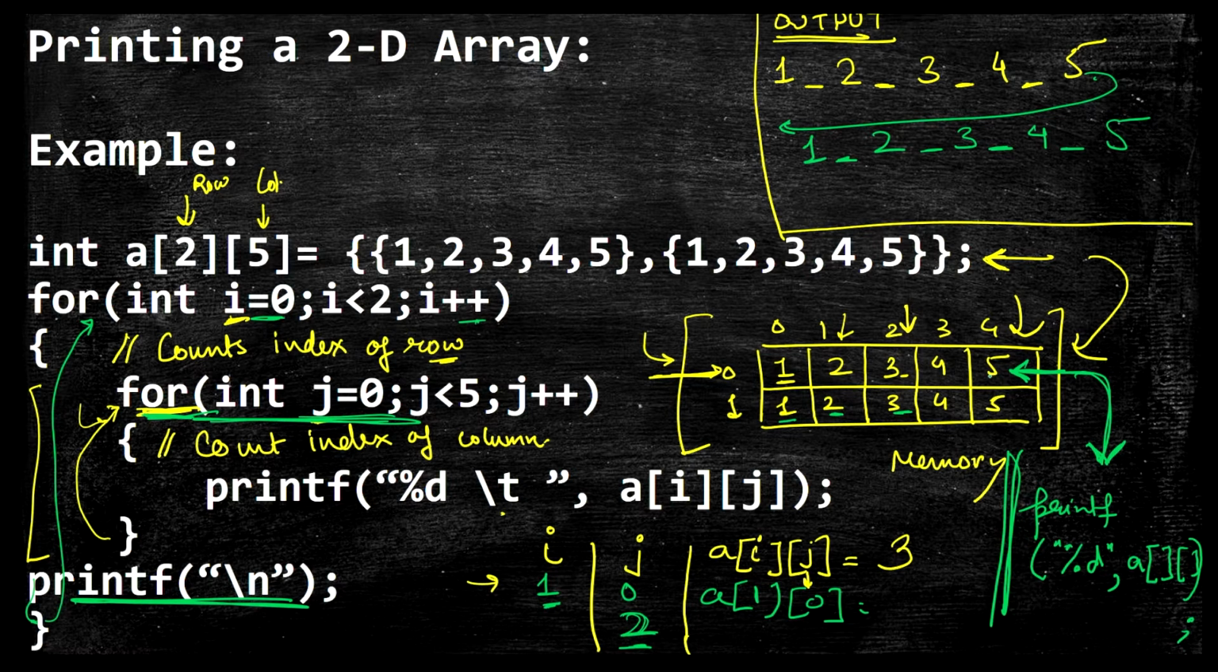The index of 5. What is the row of 5? That is 0. What is the column of 5? That is 4. So 0, 4 will give me 5. What will this do? This will print only 5, but not the entire array.